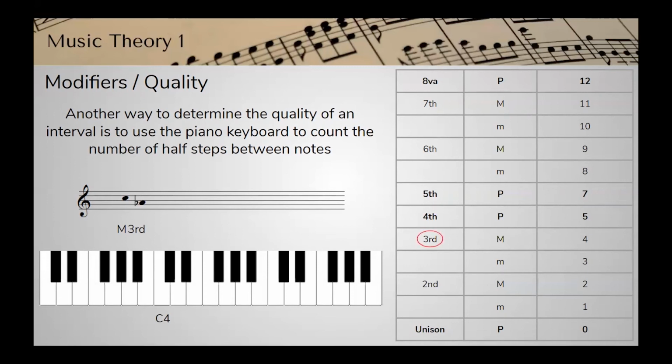So you look on the chart, you see that's a third, and a third can be either major or minor. If it's major, it'll have 4 half steps between the two notes, and if it's minor, it'll only have 3 half steps between the two notes.